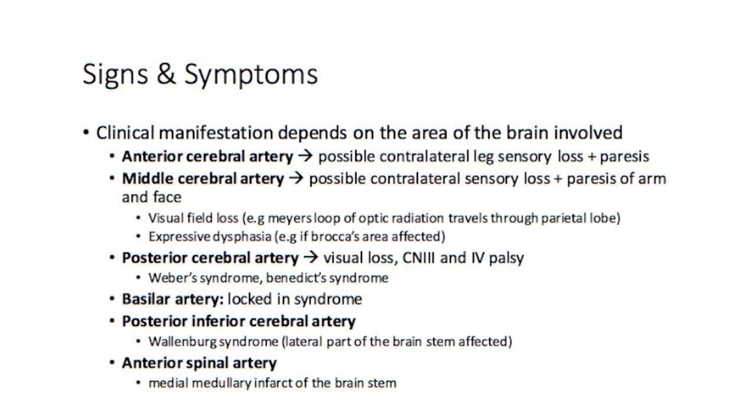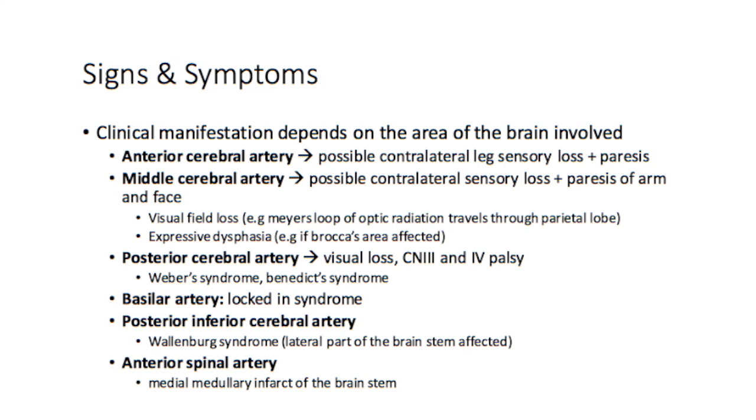Conversely, they can also present with expressive dysphasia, because the Broca's area involved with motor movements associated with speech can be affected. Posterior cerebral artery can be associated with visual loss, because the posterior cerebral artery supplies the occipital lobe. It can also be associated with cranial nerve, particularly cranial nerve 3 and 4 palsy, and so patients can have difficulty moving their eyes.